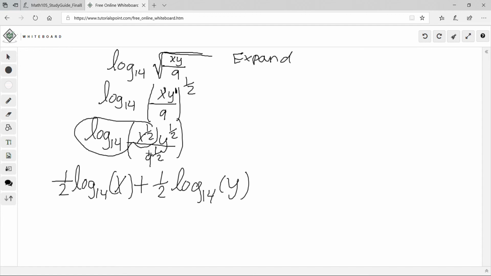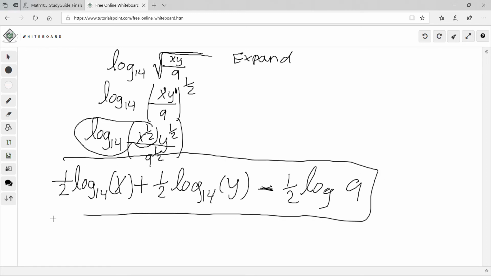And then now we are dividing. So when you're dividing logs, you're really subtracting. So it's going to be subtract, and then you put that 1/2 in front of the log. So it's 1/2 log of 9. So this is your final answer. Okay, good.